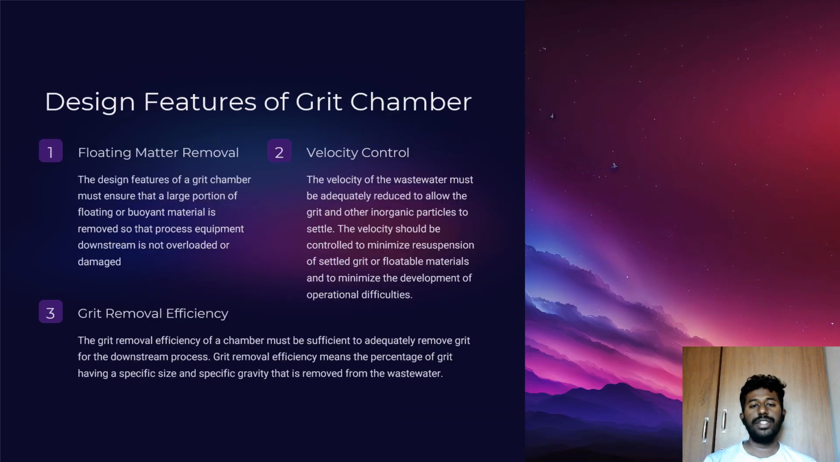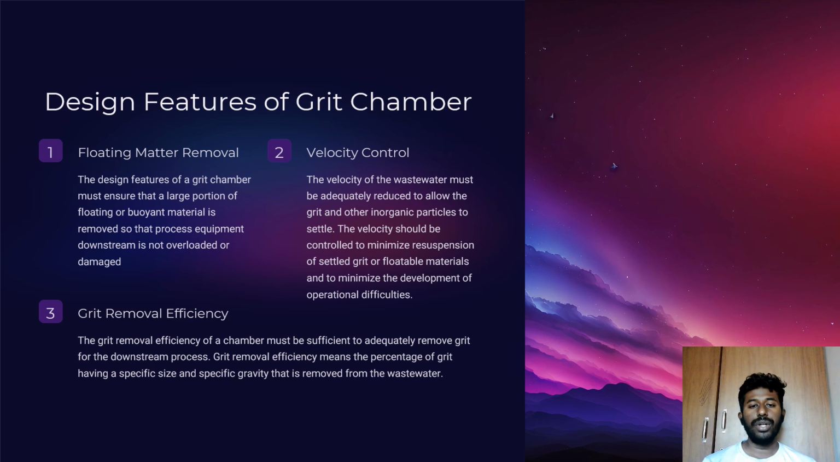What are the design features of a grit chamber? There are mainly three important features that we need to look for in a grit chamber. These are floating matter removal, velocity control, and grit removal efficiency. So let's look at them one by one. Floating matter removal. The design of a grit chamber must ensure that the larger portion of floating or organic material is removed so that process equipment downstream is not overloaded or damaged.